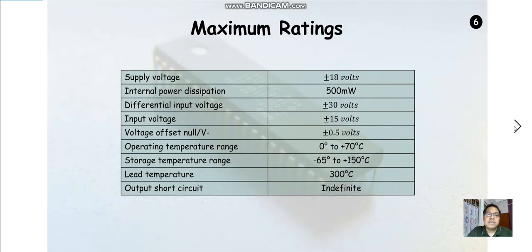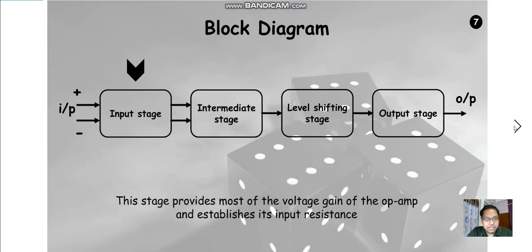These are the maximum ratings, where mainly the input voltage is a maximum of plus minus 15 volts, which is the operating voltage, and then voltage offset, operating temperature ranges, how much load it can sense, lead temperature, and short circuit output current. So these are a few pieces of information of the maximum ratings that are mentioned.